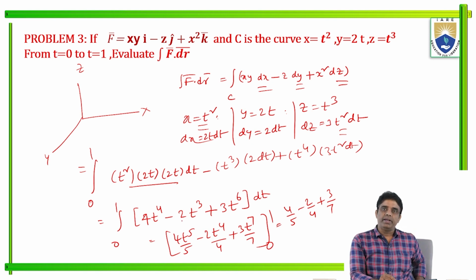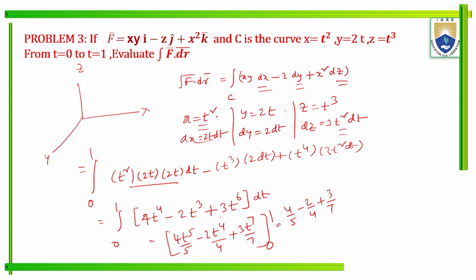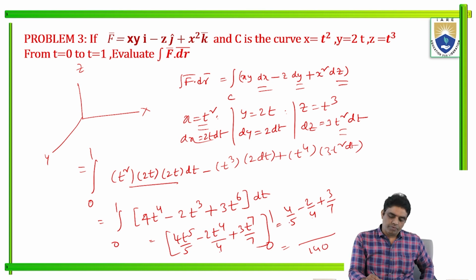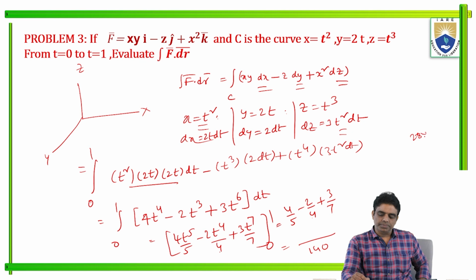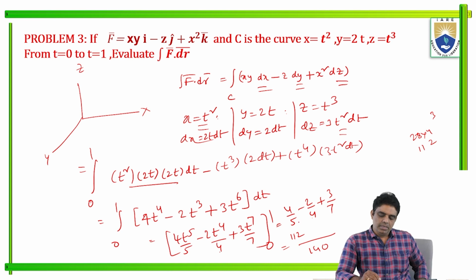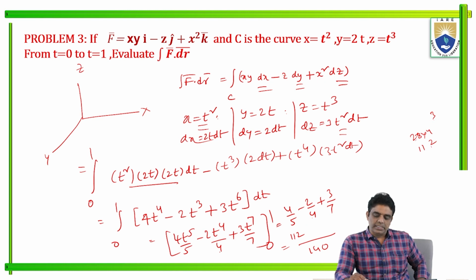4 into t power 5 by 5, 2 integration t power 4 by 4, 3 t power 7 by 7. So I'm doing integration. What is the LCM? 5 4s are 20, 140. Am I right? So 5 2s, 5 8s, 5 28s, 28 4s, 112. 5 into 28, 5 20s are 100, 5 8s are 40, 140. 28 into 4, 4 8s are 32, 4 2s are 8, plus 3, 112.